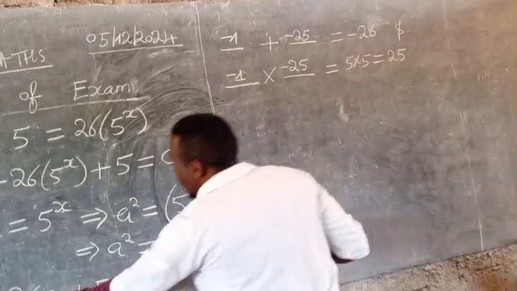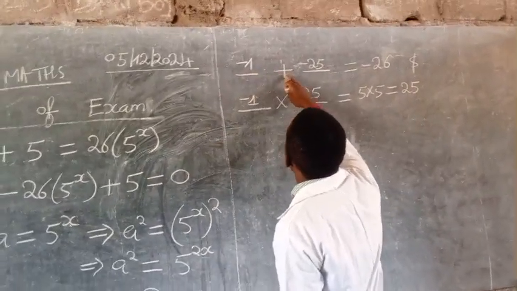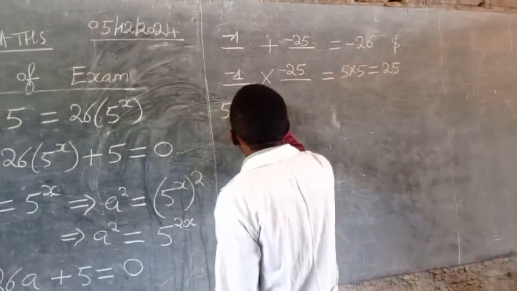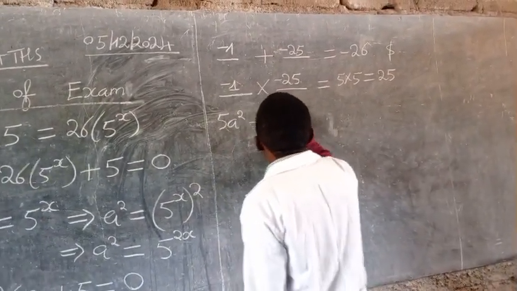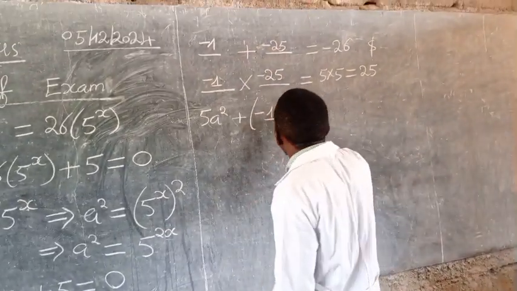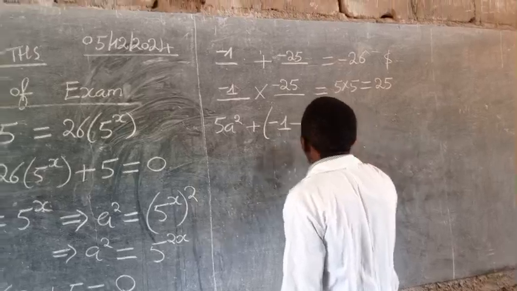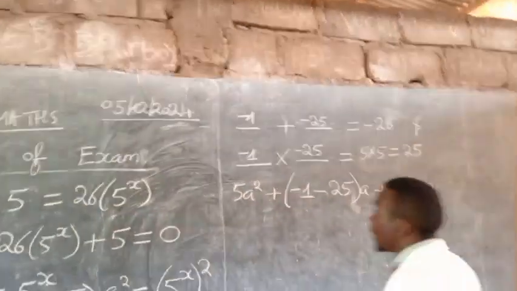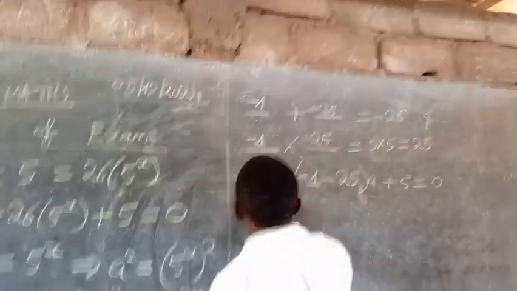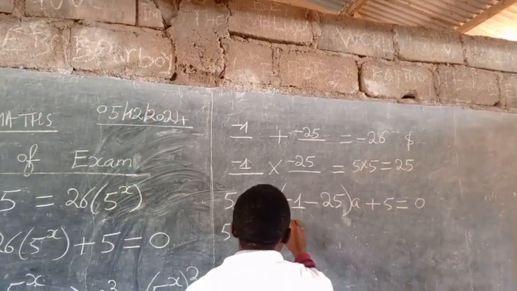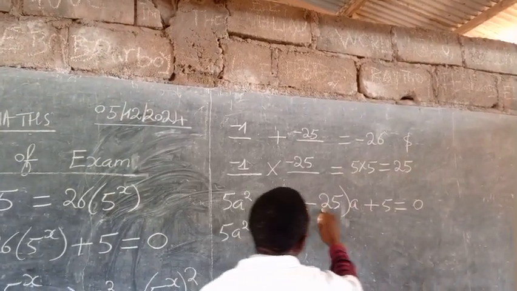So we are going to replace negative 26 with negative 1 plus negative 25. This will give us 5a squared plus negative 1, positive negative, who will stay? Negative. Times a plus 5 is equal to 0. And this will give us 5a squared plus, we are going to expand, negative 1 times a gives negative a. Negative 25 times a.